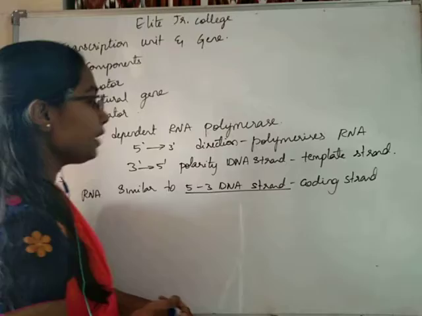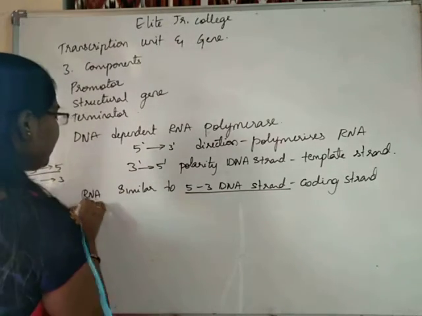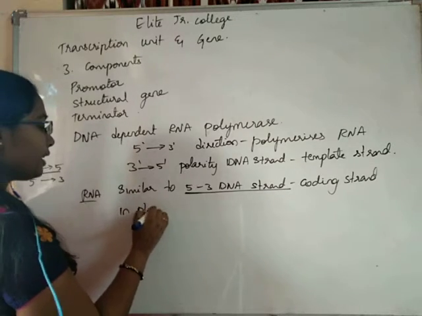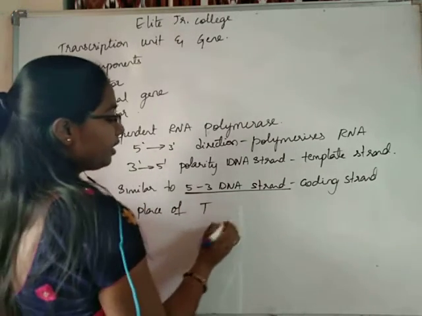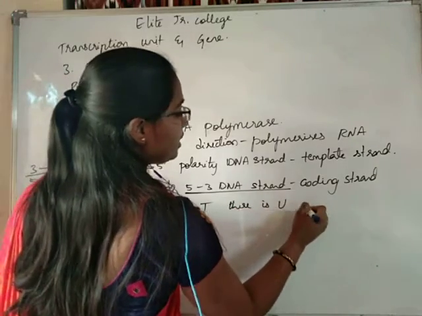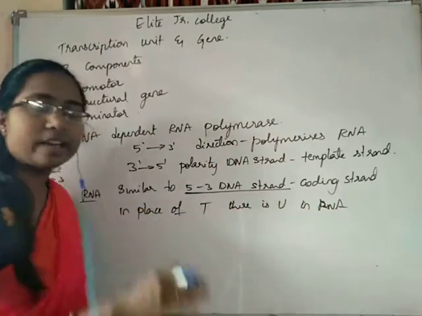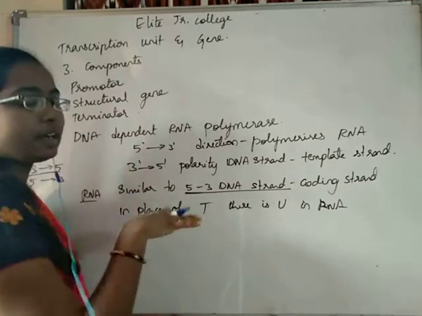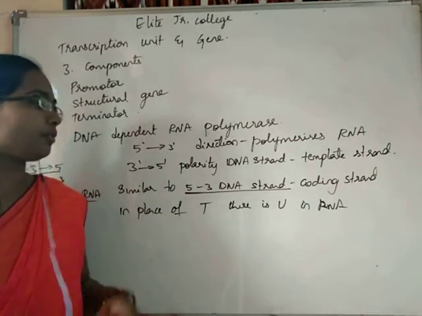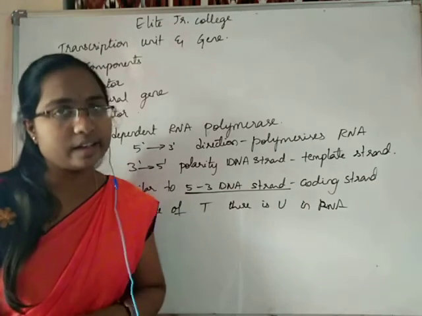So students, the only difference between the RNA and this 5 to 3 DNA strand is that in place of thymine, there will be uracil. There is uracil in RNA. Otherwise, everything is the same between the coding DNA strand and RNA, except the thymine.